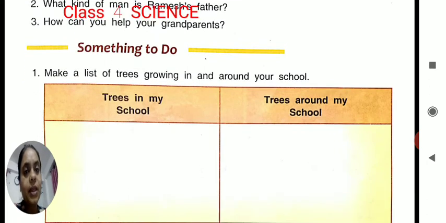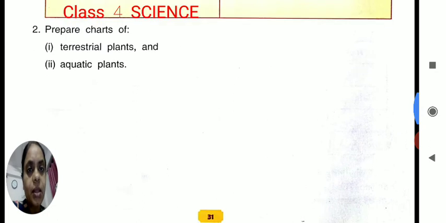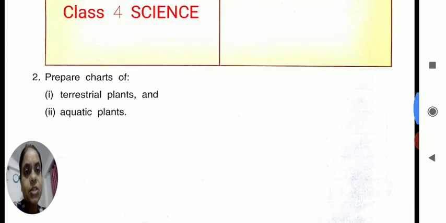Something to do has already been given in your homework, children. Make a list of trees growing in and around your school. You must do this. The next question is to prepare charts of terrestrial plants and aquatic plants. This question you have to do in your copy, and for the rest of the questions that have already been discussed with you, I am going to send you a PDF of this chapter.